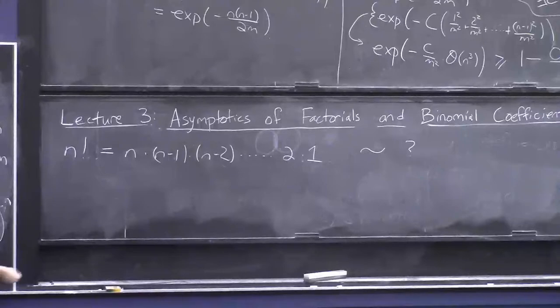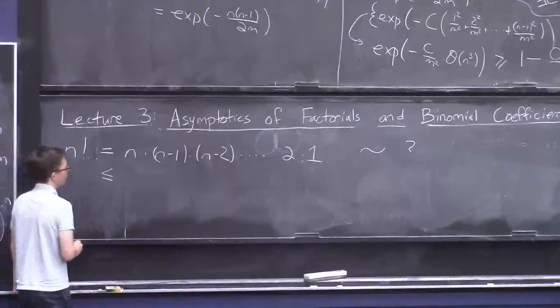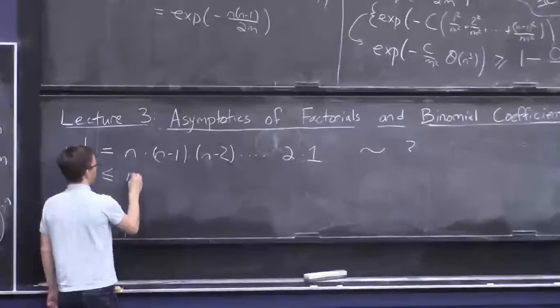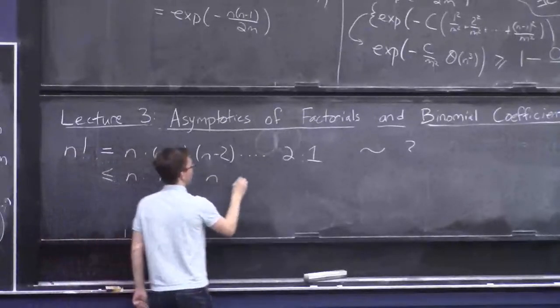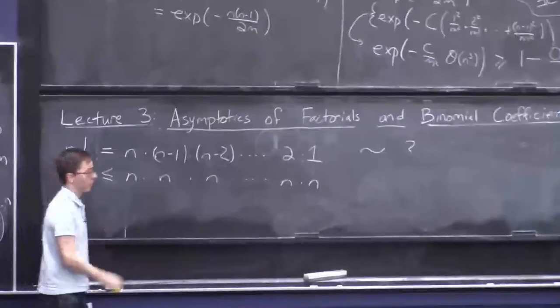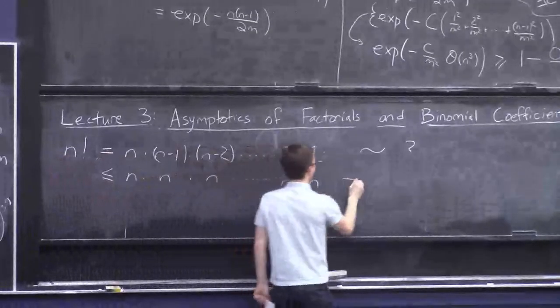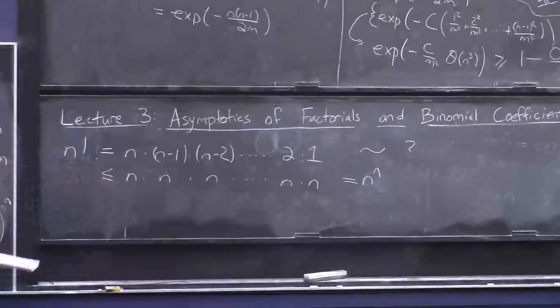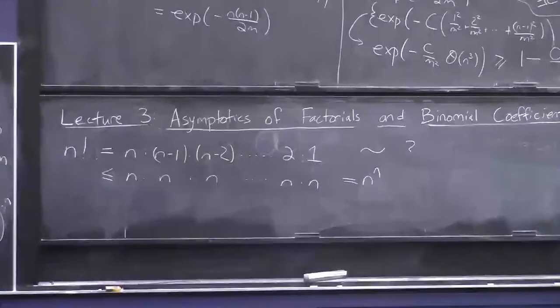So the simplest upper bound is, you can just say each of these terms is at most n. So this is at most n times n times n times n times n. And that one we can do. That's n to the n. Okay, so we have an upper bound. And that's actually not even going to be too terrible of an upper bound, even though it looks a little bit ridiculous.